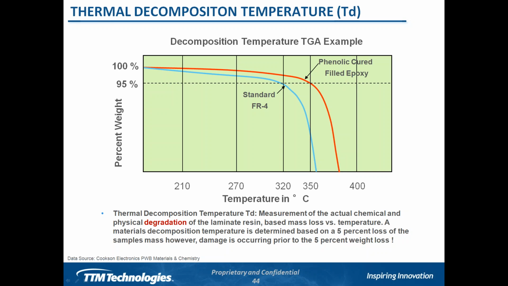And what you see is for standard FR4, a typical TD will be around 320 degrees Celsius, whereas for a phenolic cured epoxy, and these are the ones that are generally used today, TDs are often in the 350 degrees C range. Okay, so understanding TD is important because the higher the TD, the more robust the material is from a temperature perspective.